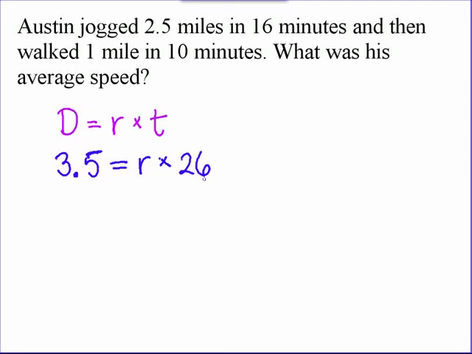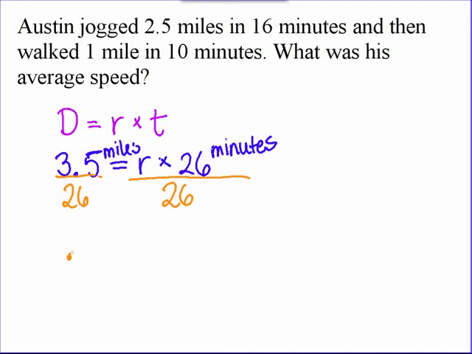26. So notice this is miles. This is minutes. What do you do now? Divide by 26 minutes. So what does that come out to be? 0.13 miles a minute. 0.13 miles per minute. I'm having trouble with the pen there today.